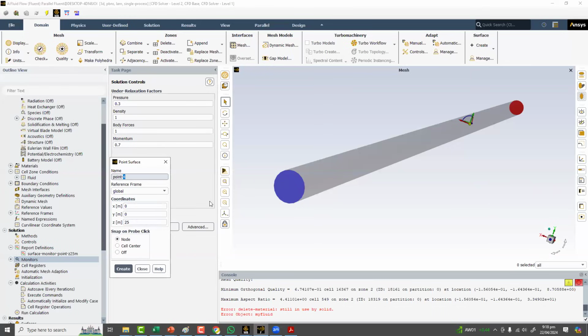Okay, so put the name here, point Z equal to 25 meters, so I can identify the point by its name. So the point is a point at the location Z equal to 25 meters. So click on create.